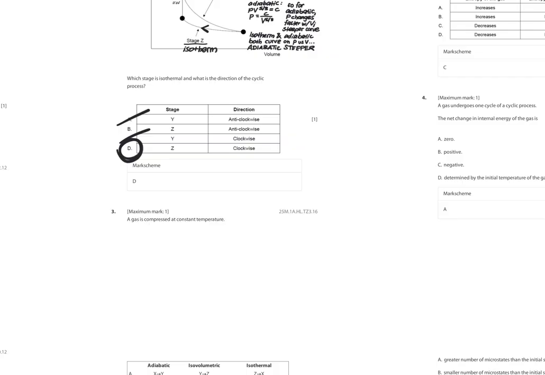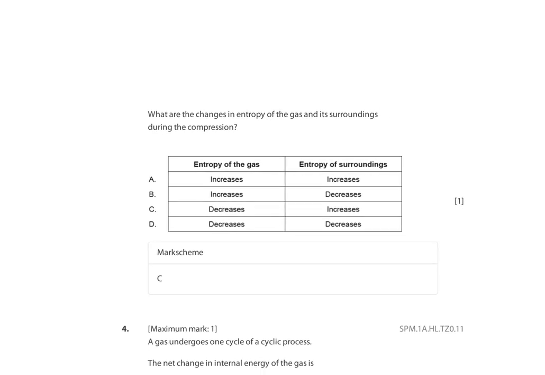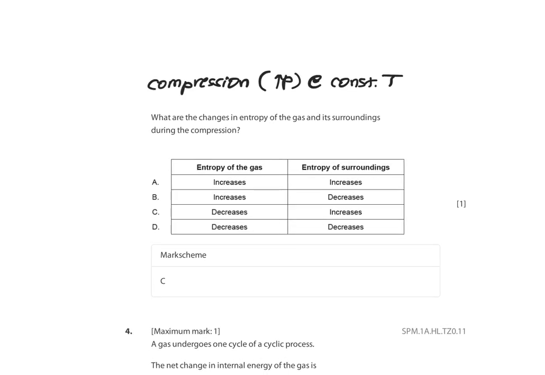Number 3, a gas is compressed at a constant temperature. Okay, I don't know why these questions break the way they do. What is the change of the entropy of the gas and its surroundings during that compression? So the question asks about entropy. Let's consider a few things first of all. We have an increase in pressure at constant temperature. That means pressure is going up and volume is going down, because pressure and volume are inversely proportional at a constant temperature. If the volume is decreasing, there's work being done on the system.